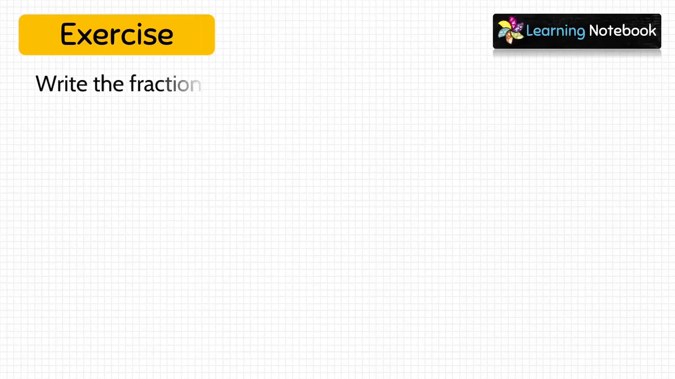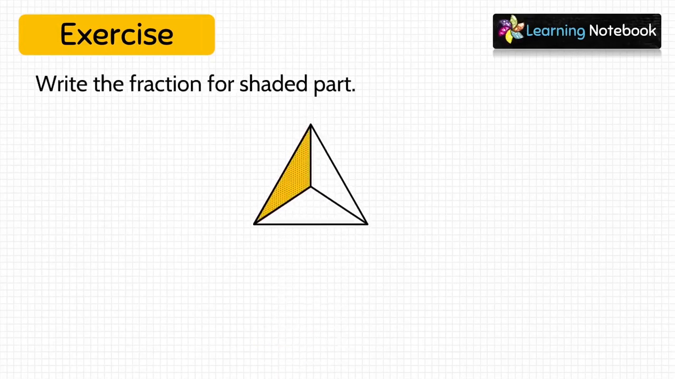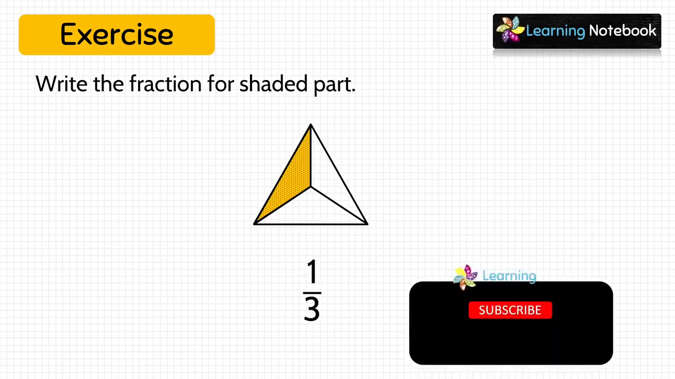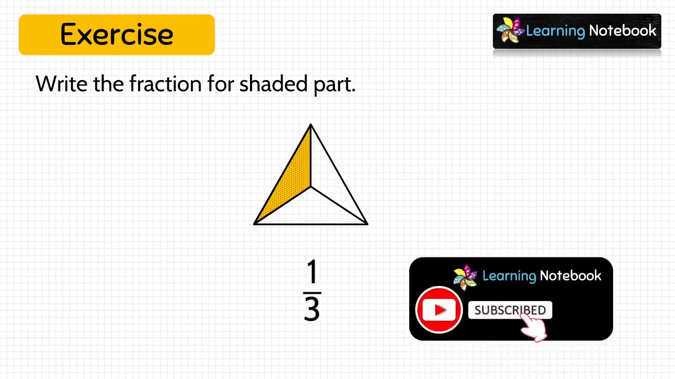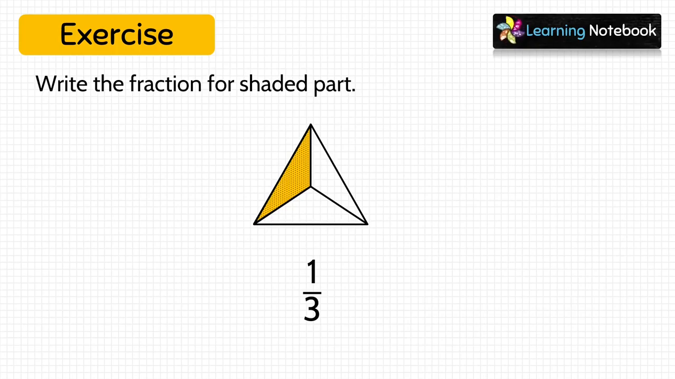Now let's do some related exercise. Write the fraction for shaded part. Look at this triangle. It is divided into 3 equal parts. So denominator would be 3 and shaded part is 1. So numerator would be 1. Therefore, the fraction for the shaded part is 1 by 3.